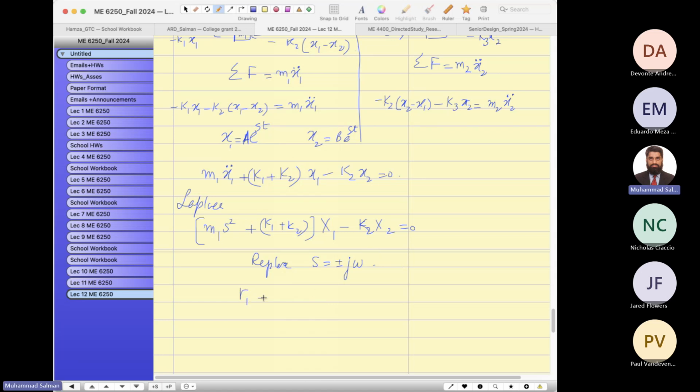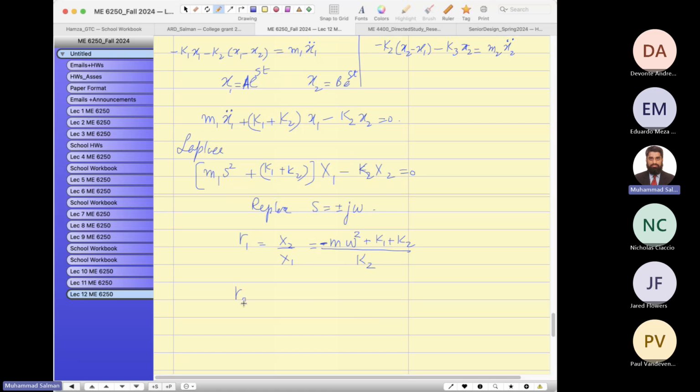So the ratio X2 over X1. Let's write down X2 over X1. That would be equal to m with a negative sign. These are the mode ratios. And from this equation, if you plug in the same thing, I'm going to write down the mode ratio for the second case.